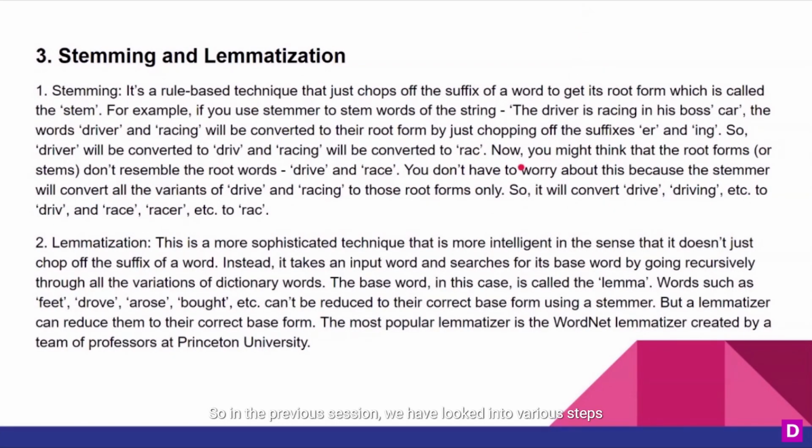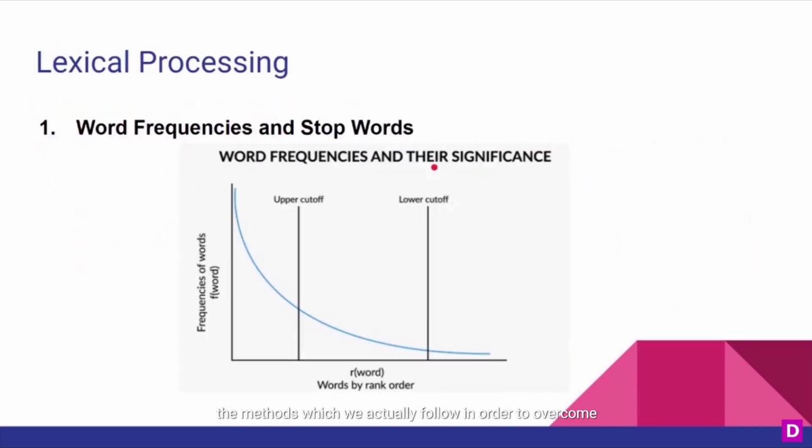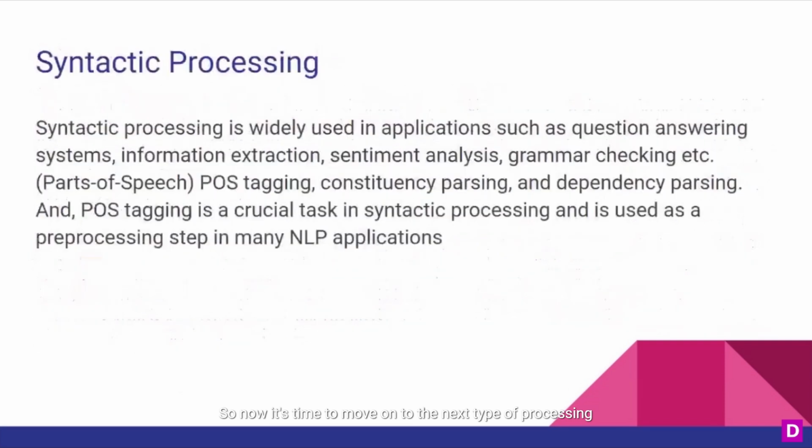So in the previous session, we looked into various steps involved in the lexical processing algorithm, the methods we follow in order to overcome the lexical ambiguities in a given text corpus. Now it's time to move on to the next type of processing step, that is syntactic processing.